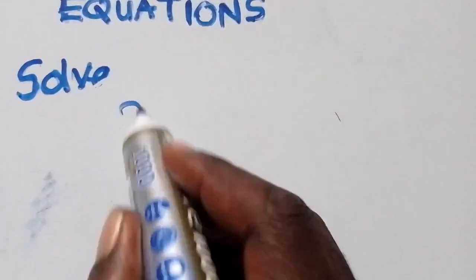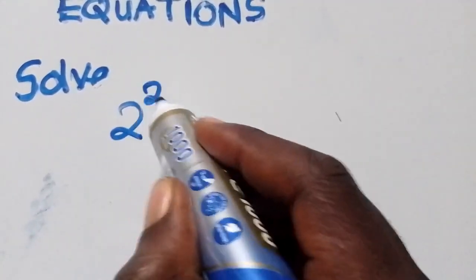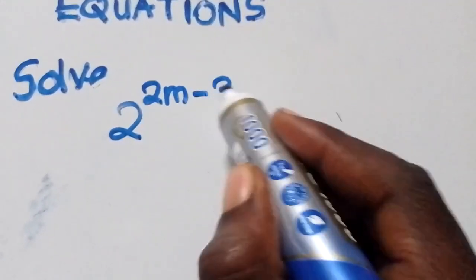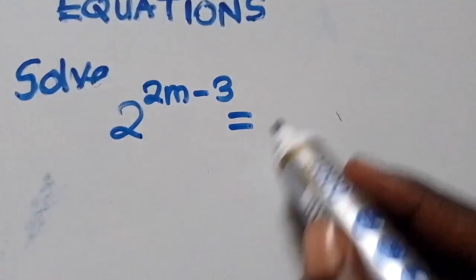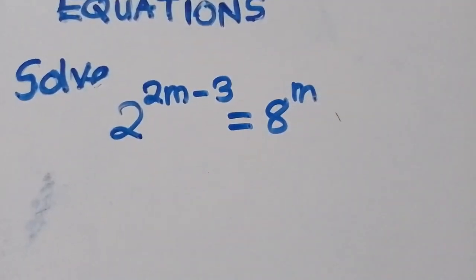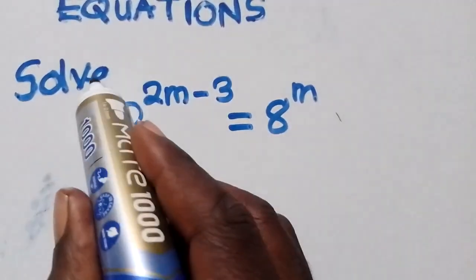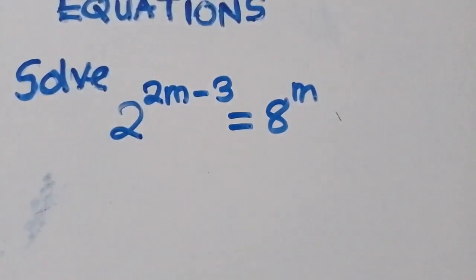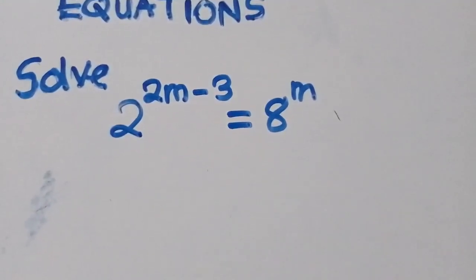It is saying 2 to the power 2m minus 3 is equal to 8 to the power m. This is an equation which you are told to solve. How can you solve such an equation? We are dealing with indices.